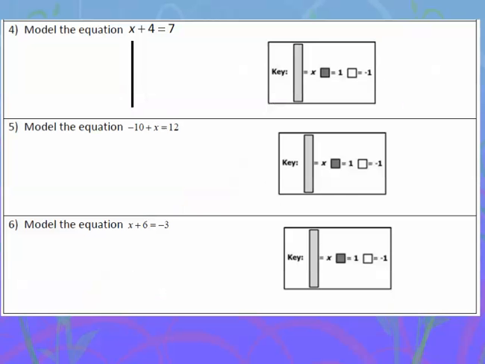Looking at the next few questions, I want you to model those on your own, and when you're ready, unpause the video and you can see the answer. So pause the video, do 4, 5, and 6, and when you're ready, unpause the video.